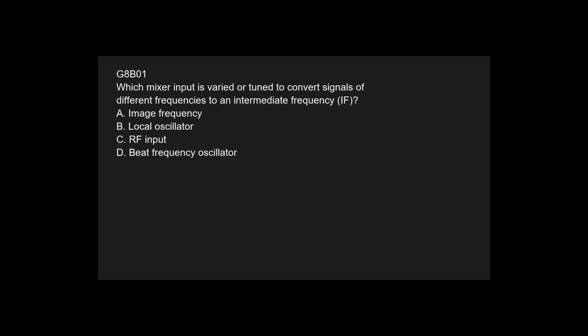Section G8B, frequency changing, bandwidths of various modes, deviation, intermodulation. Question: which mixer input is varied or tuned to convert signals of different frequencies to an intermediate frequency, IF? The correct answer is B, local oscillator.